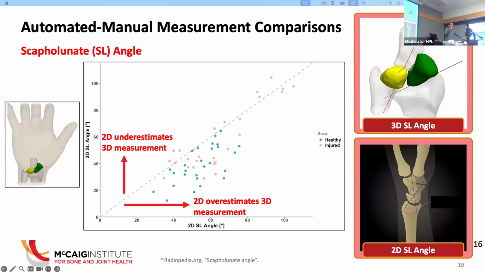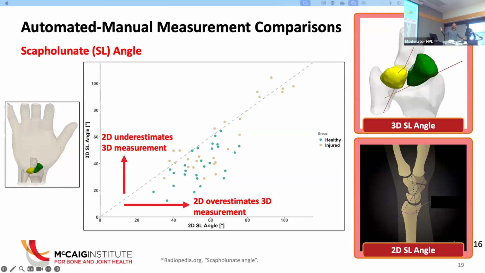It's just the current approach that all surgeons will use for diagnostics. So I guess flipping that, 3D underestimates 2D would be another way of saying it. Sure, I like it this way, because the 3D measurement is the true measurement, even though it's automated, so it might not be the gold standard.